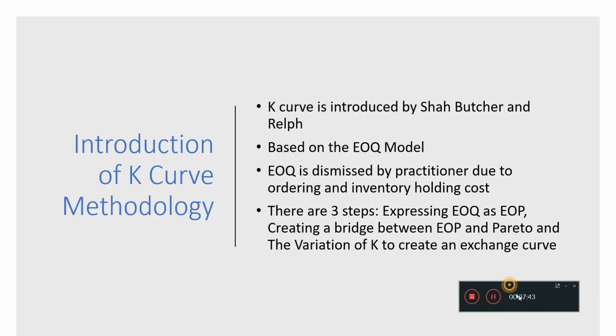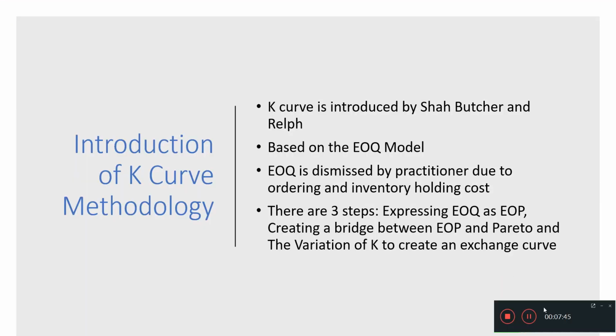So here, the K curve was introduced by Sharp, Butcher and Ralph, and the K curve methodology is based on the EOQ model and the Pareto principle. And EOQ is dismissed by a lot of practitioners because, as we mentioned earlier, of the ordering and inventory holding cost. Also, there are three steps of creating a K curve. The first one will be expressing EOQ as EOP.